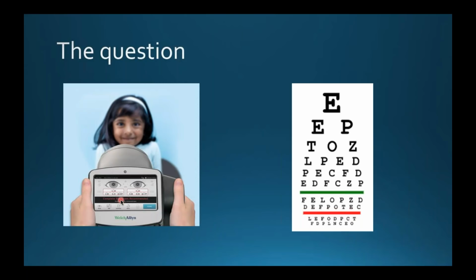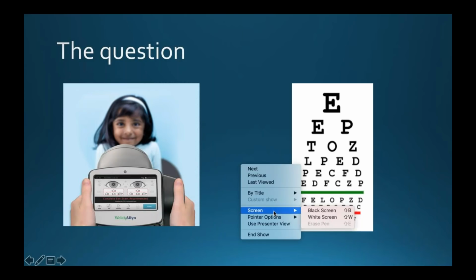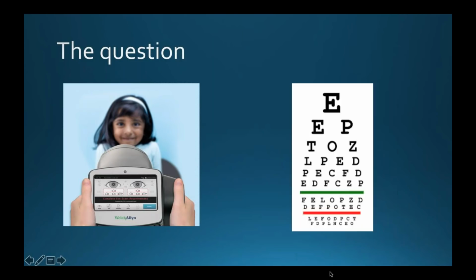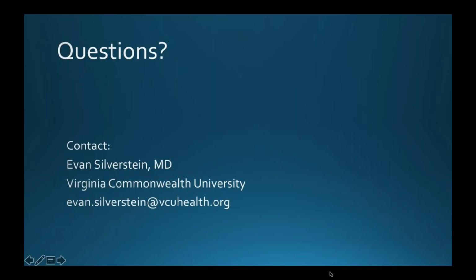Okay, thank you. Question on, let's see, looks like a question from Susan here. Can you give some examples of low vision through chart screening that cannot be picked up by photo screening?